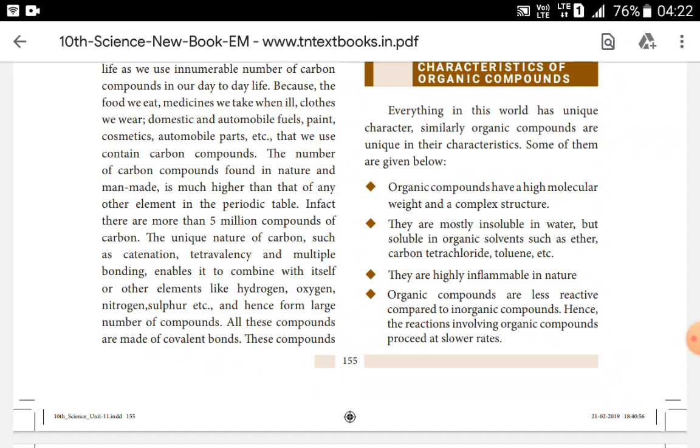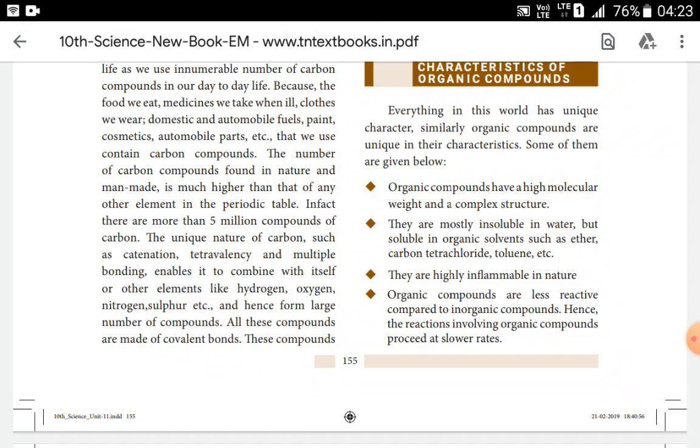Catenation is a unique ability to form bonds with other atoms of carbon, giving rise to large molecules. So it is the special ability to form bonds with other atoms. So carbon having a unique property to combine with any other atom gives rise to a different range of large molecules. Because of these different large molecules, different compounds are obtained.